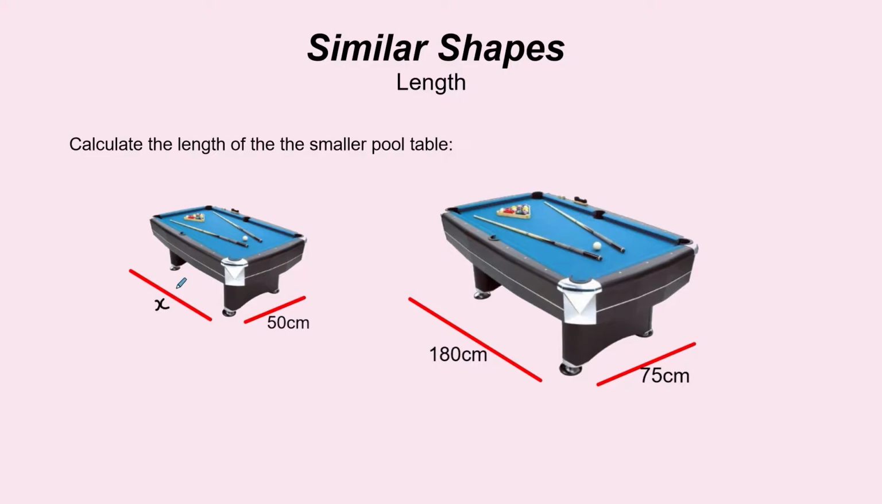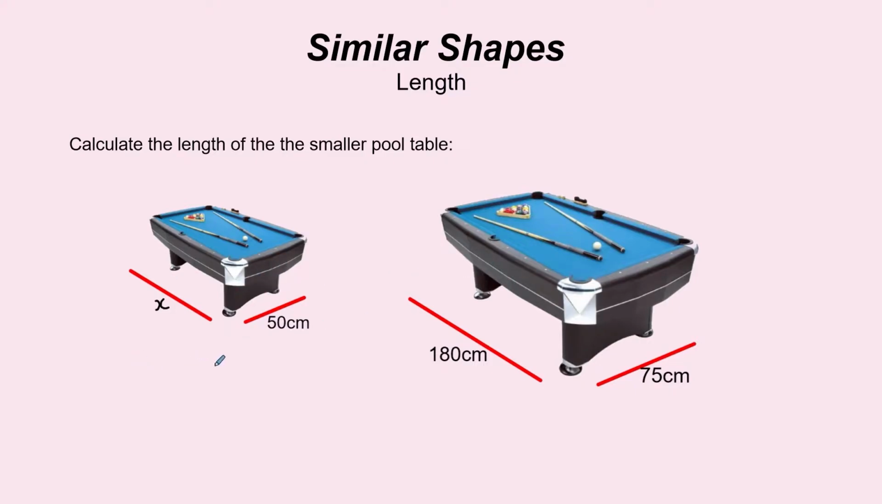In similar shapes, all the dimensions should be proportionate. So this is 75, this is 50. This one here is 180. This is x, the length of the smaller pool table that we want to find. Now, what we've got to do is find a scale factor. How much smaller is this one compared to the bigger pool table?